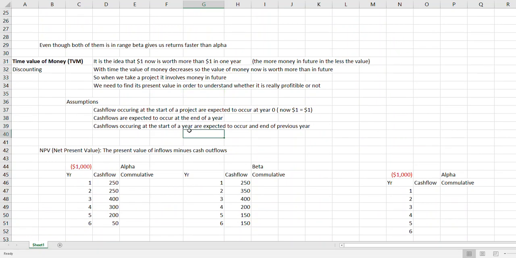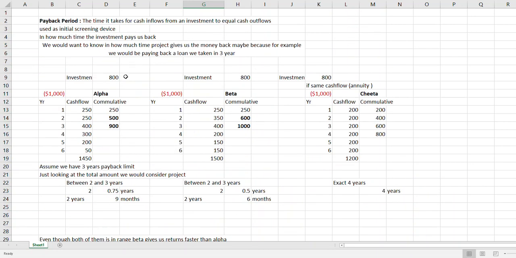Okay, before I explain discounted payback period and NPV, you should assume that when cash flows are invested at start of a project, they happen in time zero, year zero. Anything that is spent now, any money that is received now is called year zero. And the value of $1 now is $1. So there is no change in the value of that. Like in our previous example, when we invested 800, the value of that is 800.